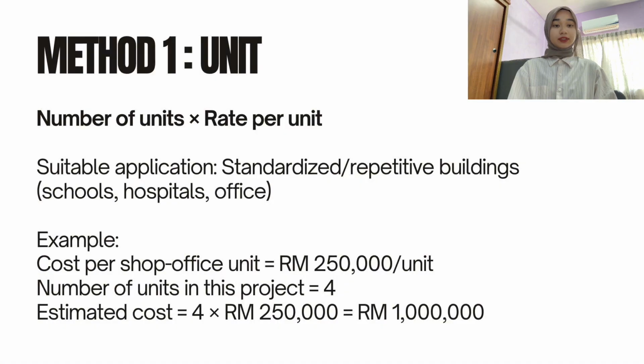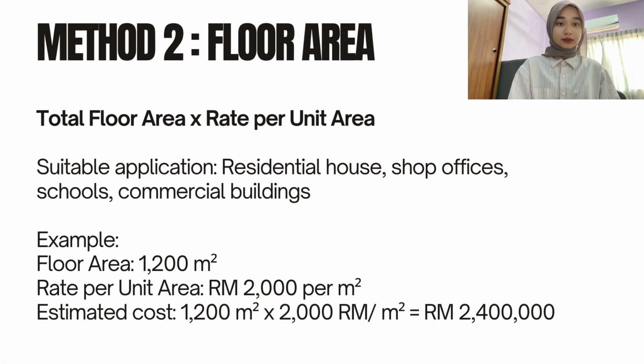The first method is unit. The formula is number of units times rate per unit. This method is suitable for standardized repetitive buildings such as schools, hospitals, offices. Okay, next method is floor area. The formula is total floor area times rate per unit area. This method is suitable for residential houses, shops, offices, schools, commercial buildings.